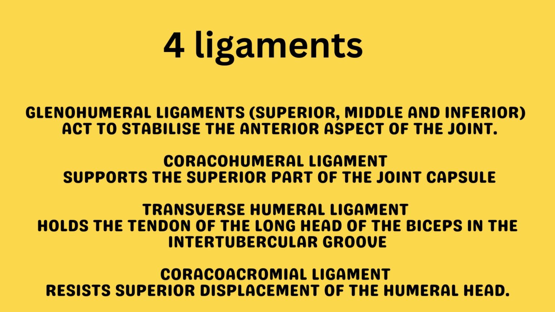The transverse humeral ligament is between the two tubercles of the humerus, and it holds the tendon of the long head of the biceps muscle in the intertubercular groove. And the coracoacromial is between the coracoid process and acromion process of the scapula. It resists the superior displacement of the humeral head.